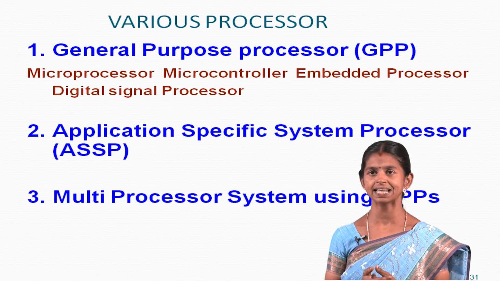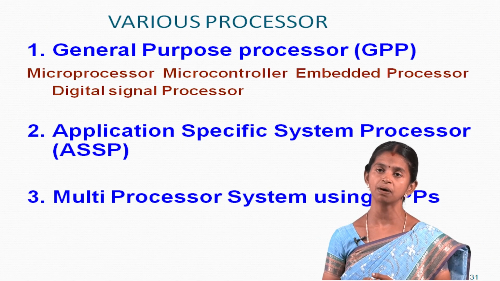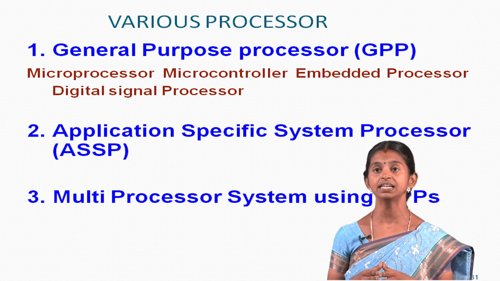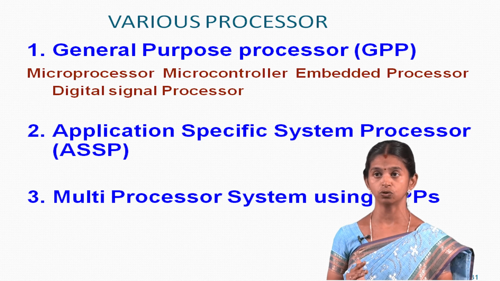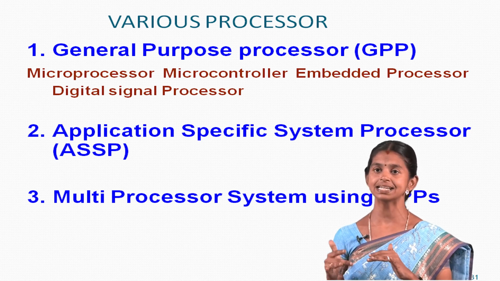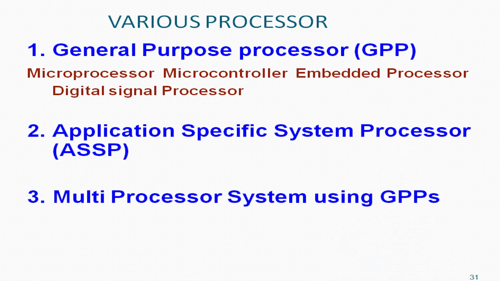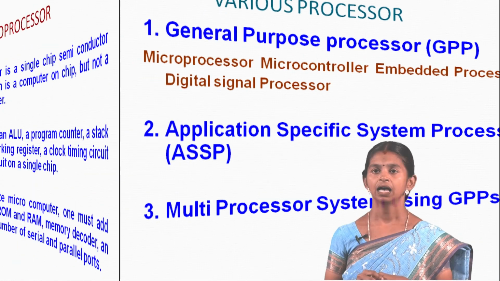What are the various processors that we are using in the embedded system? GPP, which can be defined as general purpose processor, microprocessor, microcontroller, embedded processor, digital signal processor, application specific processor ASSP, multiprocessor system using GPPs.